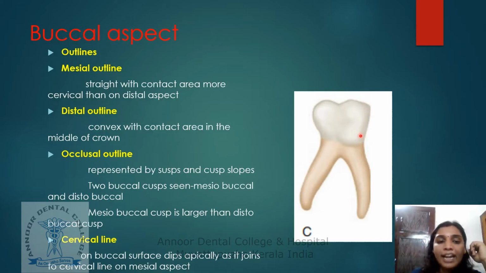And the cervical line on the buccal surface dips apically as it joins the cervical line on the mesial aspect. When you see this picture, you can see the dipping of the cervical line on this side. When it joins the cervical line on the mesial aspect, the cervical line dips apically.